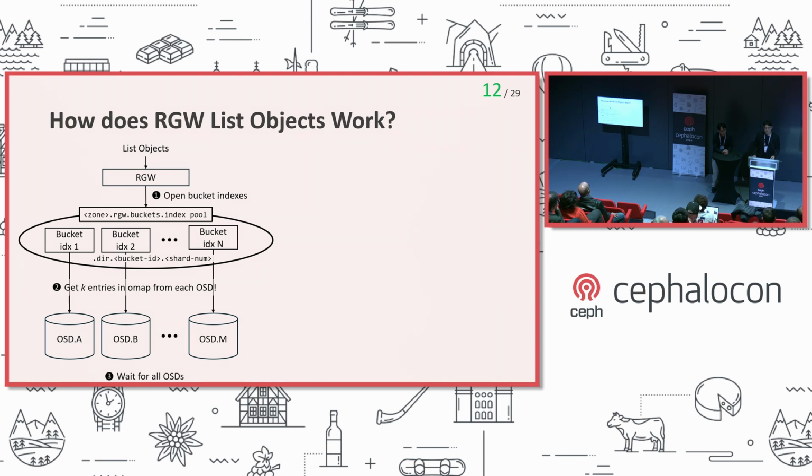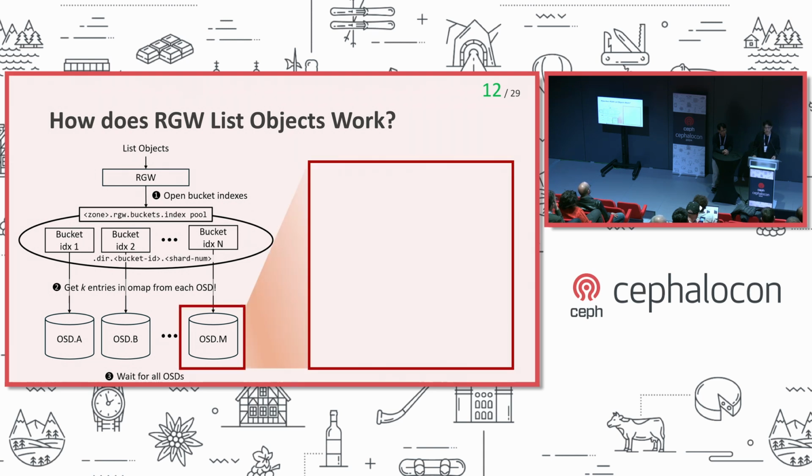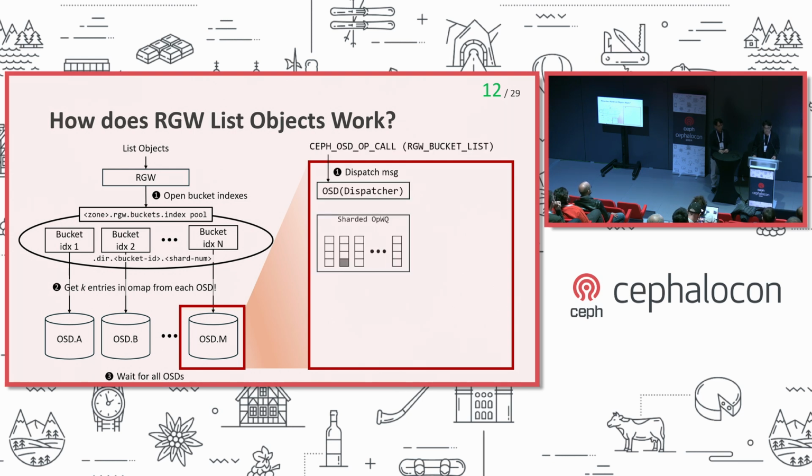Now let me walk you through what happens inside the OSD. When RGW sends a request to Redis to fetch K entries from the bucket index, the OSD holding the target bucket index dispatches the message. Inside the OSD, there are sharded work queues. The PG ID is hashed based on the number of shards to decide which queue the request goes into. The primary log PG picks up the request from the queue and runs the necessary logic.